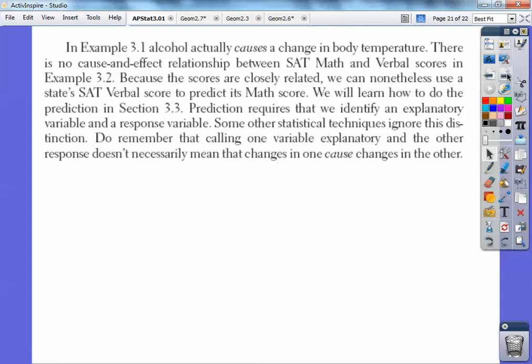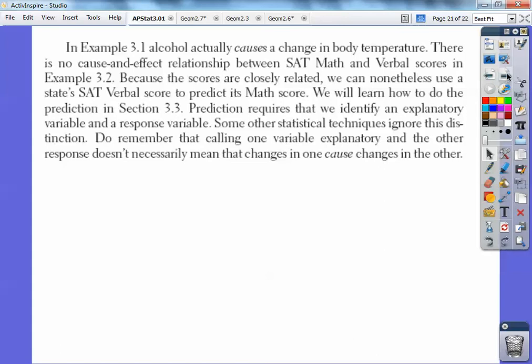Okay, so in example 3.1, alcohol actually causes a change in body temperature. But there's no cause and effect relationship between SAT math and verbal scores in the second example. Because the scores are closely related, we can nonetheless use a state's SAT verbal score to predict its math score. Well, sort of.